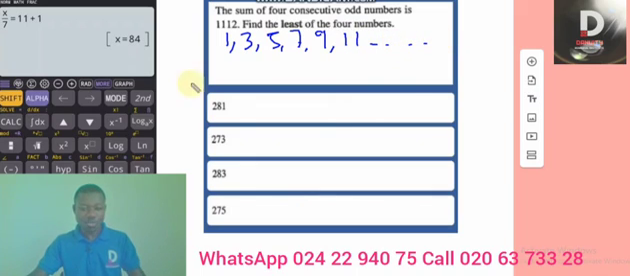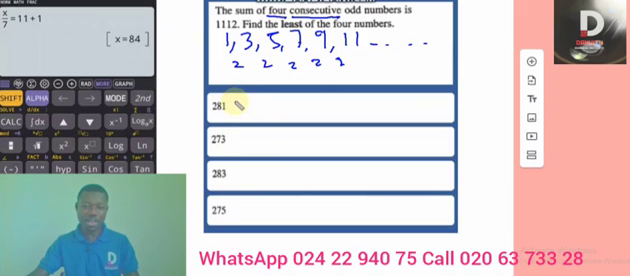So after that, you find the intervals, right? What are the intervals? 2, 2, 2, 2, 2. So he said the sum of 4 consecutive. Consecutive means continuous. That word means continuous. You see that math is English.